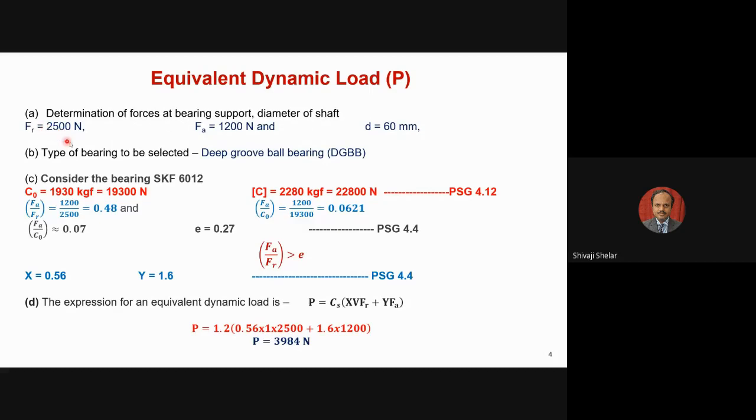So if I say 20 times, what should my capacity be? If I multiply by 20, my expected minimum dynamic capacity should be around 50,000. What we selected, 6012, has 22,000 Newton, so we are far away from the approximate dynamic capacity required. So I will select a bearing with dynamic capacity at least 50,000. If I multiply by 25, it should be around 65,000 Newton. Let's say minimum it should be 50,000.